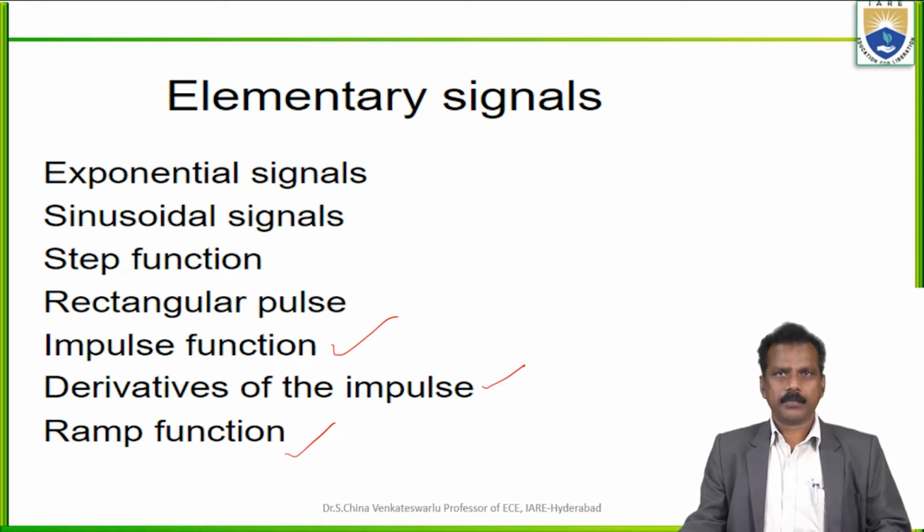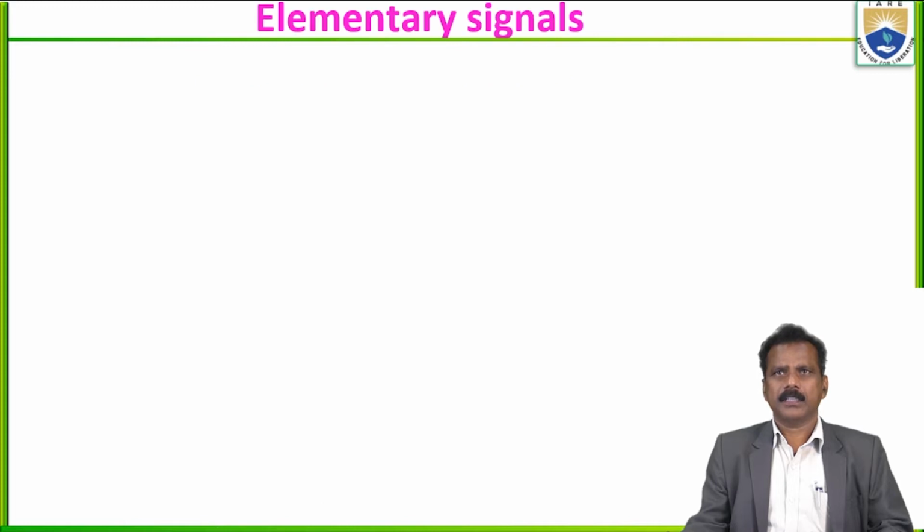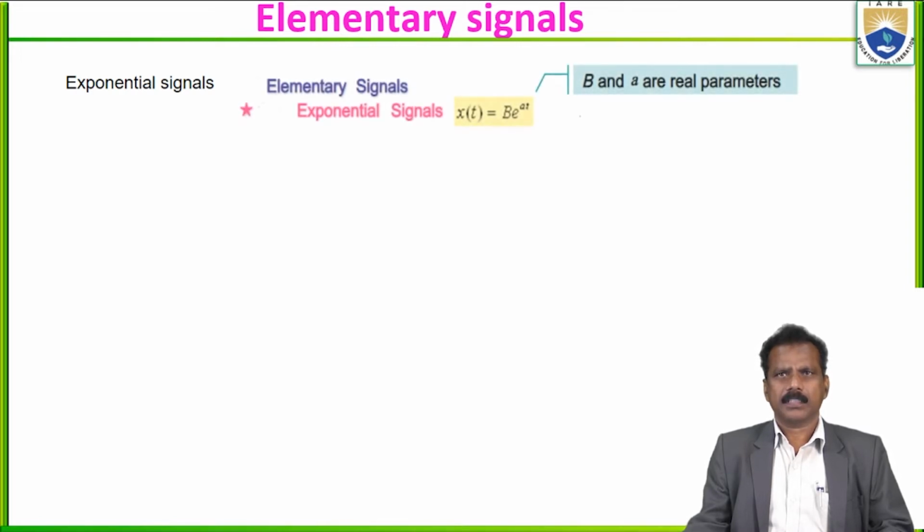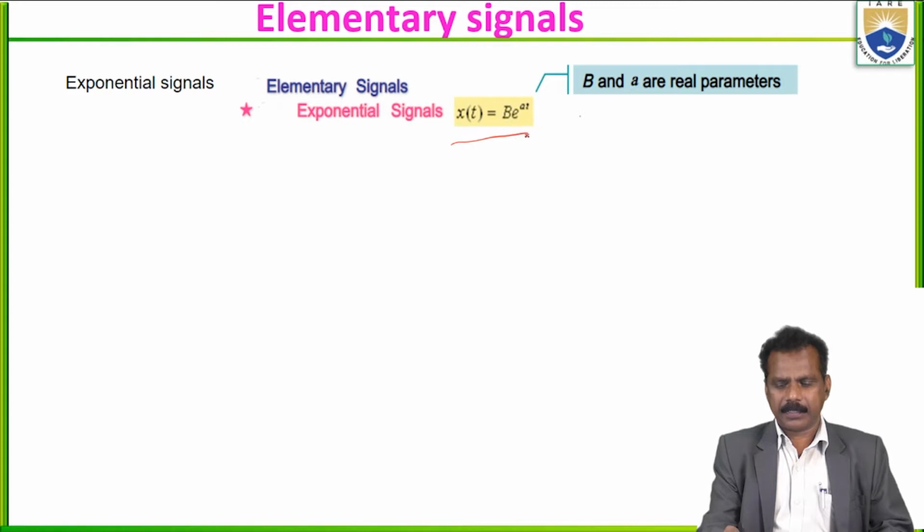By using all these elementary signals, we are able to estimate signal analysis and what is interlinked with signals and systems. Here, we first consider the exponential signal, which is given by x of t equal to b into e power at, where b and a are real parameters.